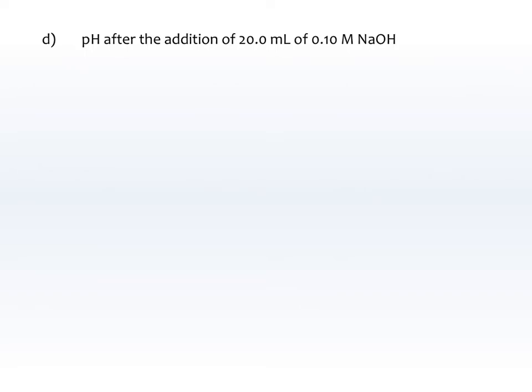Let's find the pH after the addition of 20 milliliters of 0.1 molar NaOH. So 20 milliliters of 0.1 molar NaOH, that ends up being 0.002 moles of OH minus. And that's how much OH minus I'm going to add to my solution.